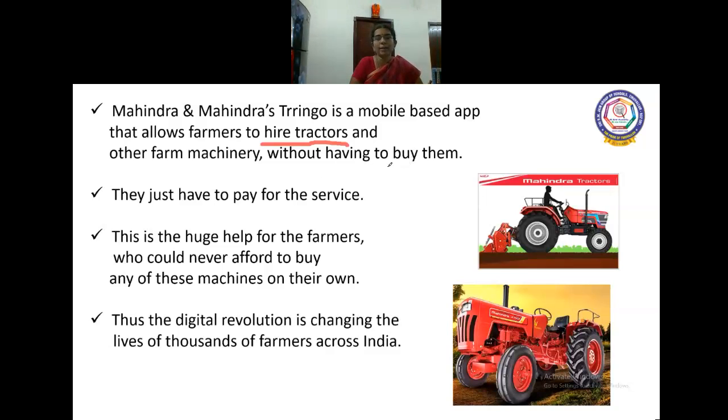They can pay the hiring charges only. So they just have to pay for the service. It is very useful for the poor farmers who cannot afford such a large amount to buy tractors and other farm machineries. This is a huge help for the farmers who could never afford to buy any of these machines on their own. So this is a great service provided by Mahindra and Mahindra. Thus, the digital revolution is changing the lives of thousands of farmers across India.